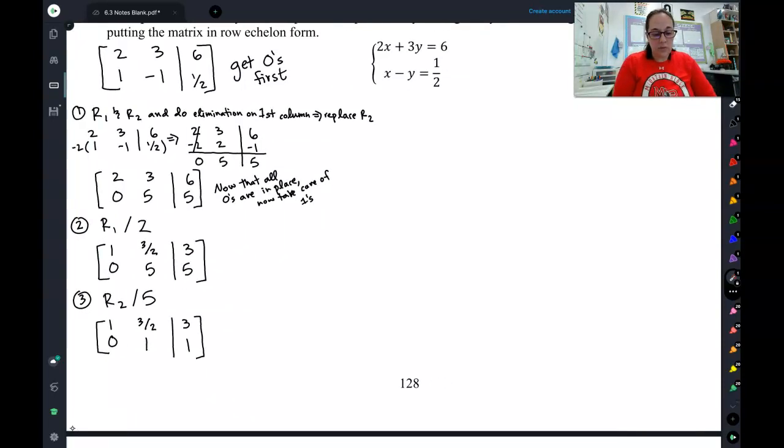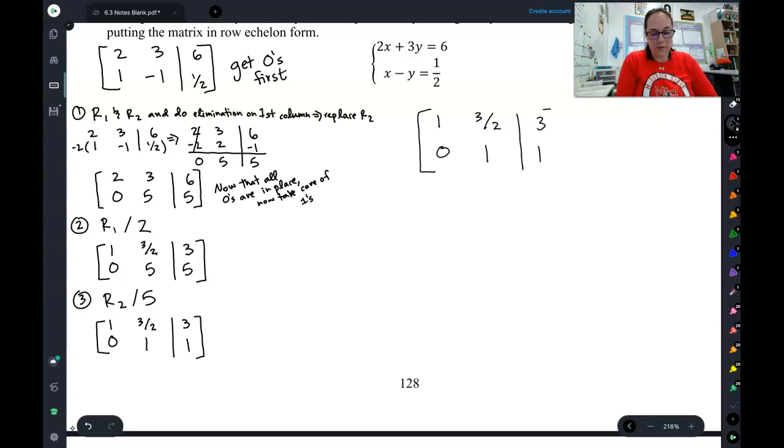Now the reason we get it into row echelon form is that it is super easy and fast to solve once it's in row echelon form. Let me show you how. There's my row echelon form matrix. I'm going to add the letters back in so you can see what's going on here. So this becomes 1x plus 3 halves y equals 3. And that one's 0x, so 1y equals 1. And look at that, I can get rid of my 1 coefficients, don't need those. I already have y totally solved for.